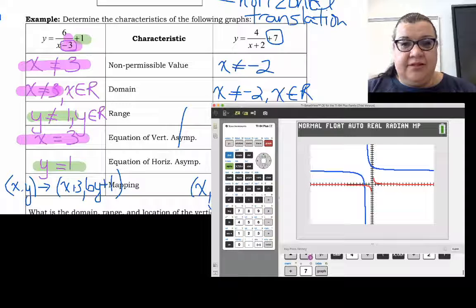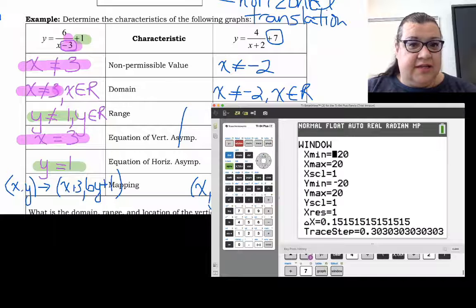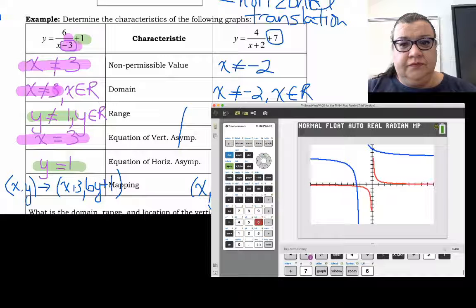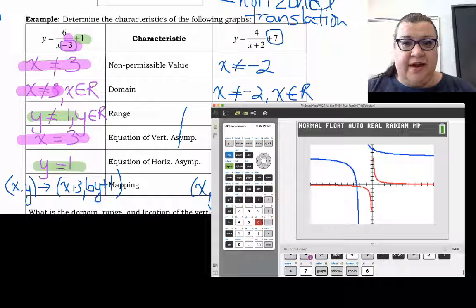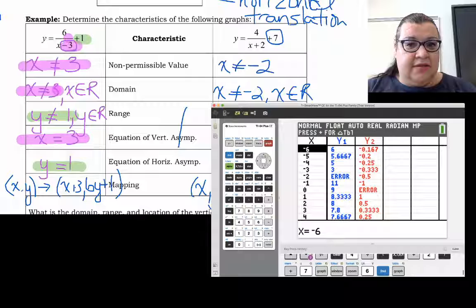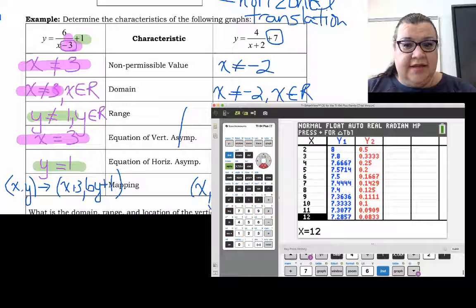So the red is our original line. I'm going to change my window settings back to normal. All right, so there we can see how the horizontal asymptote has been moved up to 7: 1, 2, 3, 4, 5, 6, 7. There we are. So we're never crossing this line. Again, we can go into the table of values and check that. As our x values increase, our y's are going to get smaller and smaller, but we're at 7.2, 7.1. We're never going to hit 7.